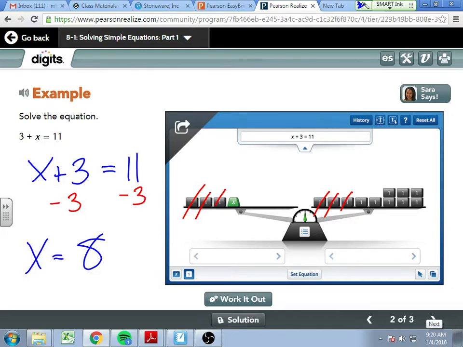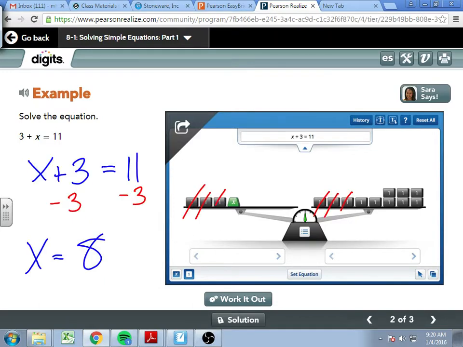And then the value of x, or what Luke figured out, was a bottle of bubbles: 8. Questions on this one? This is using the subtraction property. We subtract from both sides, it stays equal.